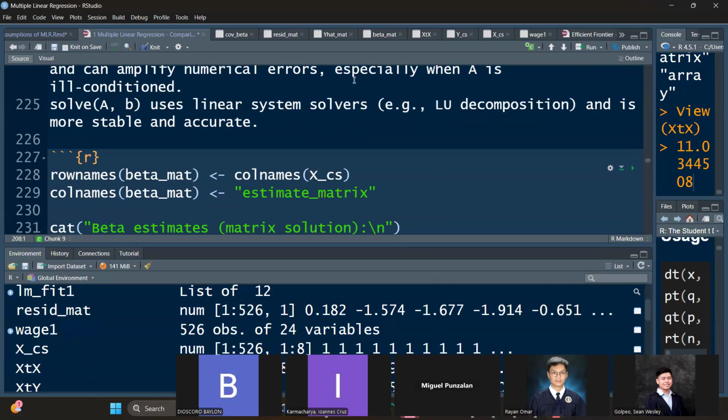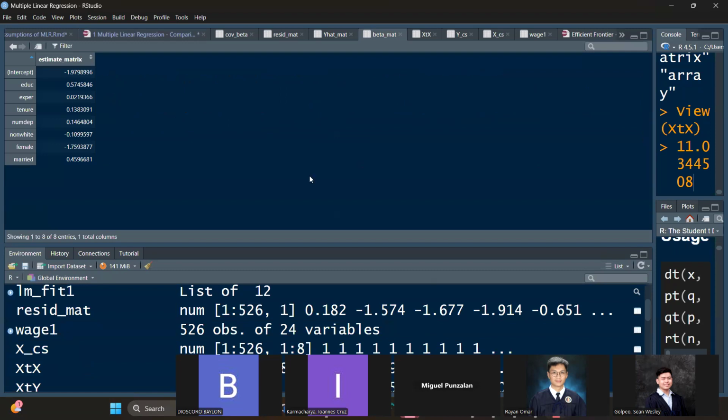So this is your beta matrix. So it's now a p by 1 matrix. The p there includes the intercept. Okay, I'll wait for you, class, to please chat in the chat box, class.